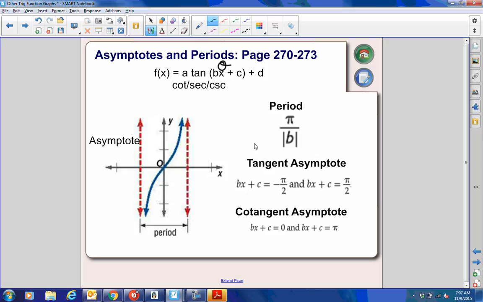For tangent and cotangent, the asymptotes are found with these two equations, and the period is found just like for both. It's similar to sine and cosine, only that it's divided by pi, because for tangent and cotangent the period length is only pi, not 2 pi. Go ahead and pause the video so that you can write these formulas down.